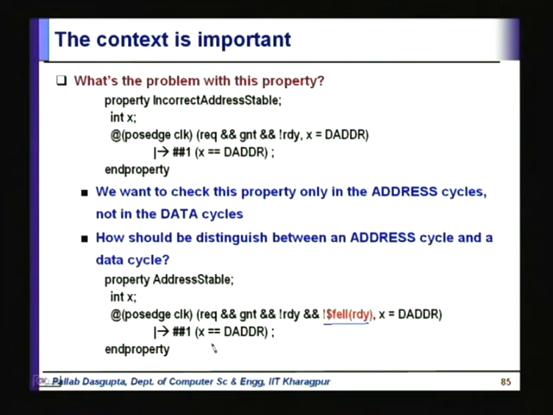Now see how complicated things are becoming, and this is a simple protocol, right. The whole problem is that we do not have state.